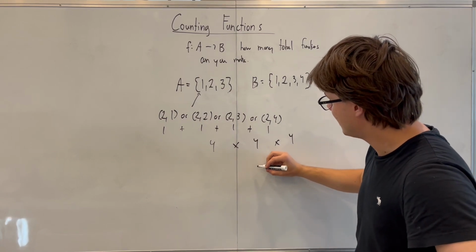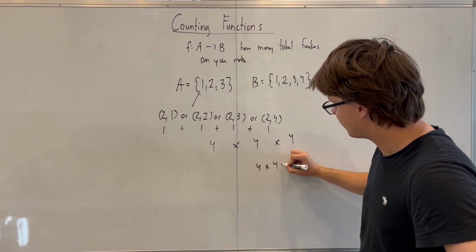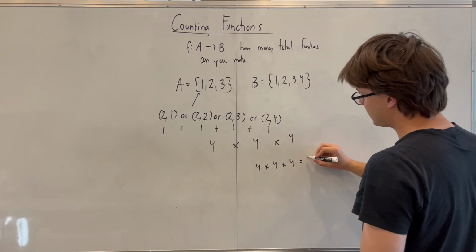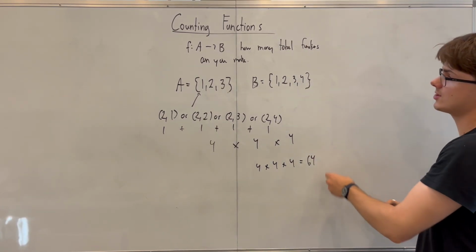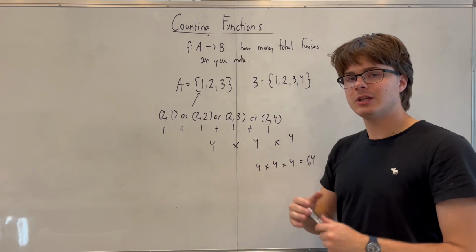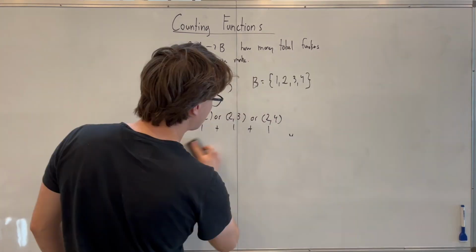What do we find? It's going to be 4 times 4 times 4, which is 4 times 4 is 16, times 4 is 64. So there's 64 possible functions you can create with these 2 sets. Let's try one more example.